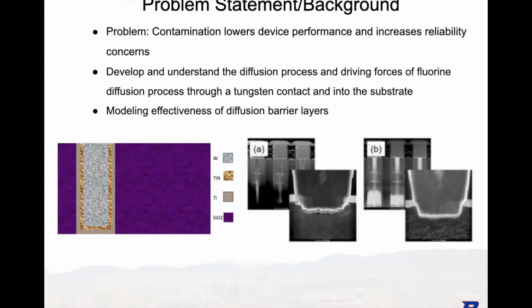Tungsten is deposited by chemical vapor deposition. During this process, fluorine is introduced as a precursor gas and leaves a concentration of fluorine in the deposited tungsten.